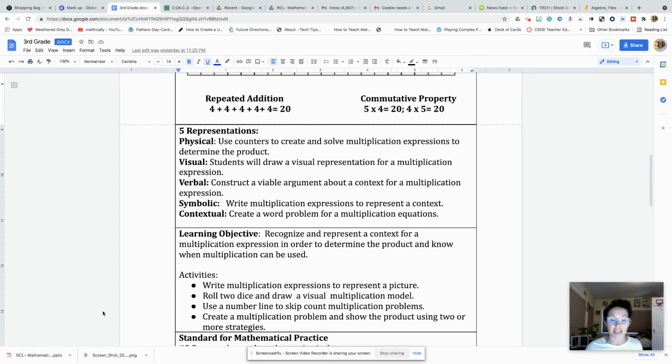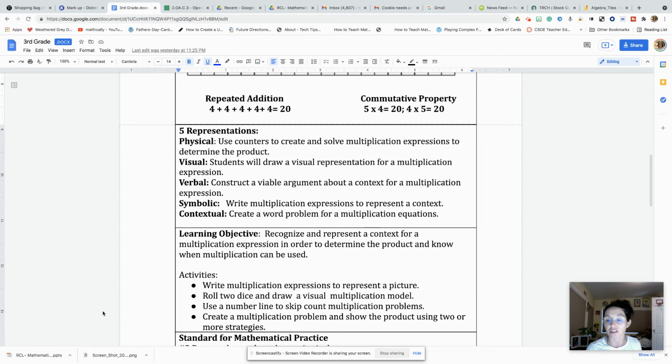Maybe they'll roll 2 dice and draw a visual model. So if you're familiar with that game, Circles and Stars, they roll 2 dice, then they write their factors, and then they find their product. And use a number line. So this is a great strategy for my students that are struggling with the conceptual. They can use that number line to skip count multiplication problems.